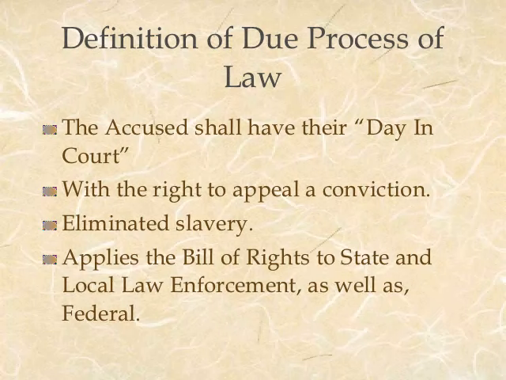Definition of due process of law: it means that the accused shall have their day in court with a right to appeal a conviction. It eliminated slavery and also said that the Bill of Rights applies to all states and local law enforcement as well as federal, because there was some argument that the Bill of Rights only applied to federal laws, and this basically said no, state laws have got to follow it. So if you look at Alabama, the state university had to allow blacks entry into that college as a result of the 14th Amendment.